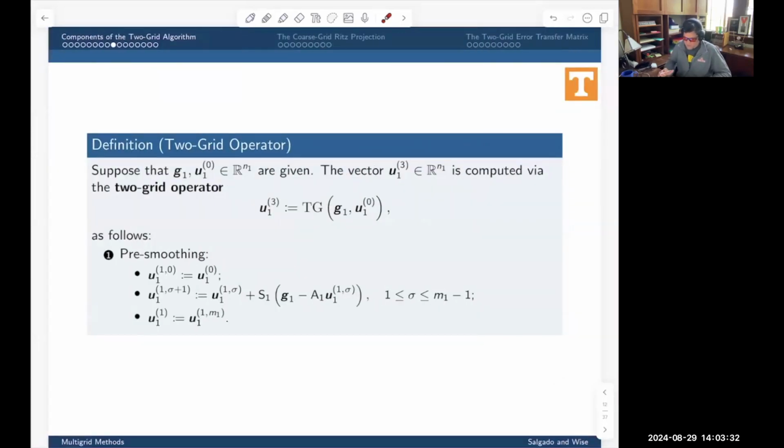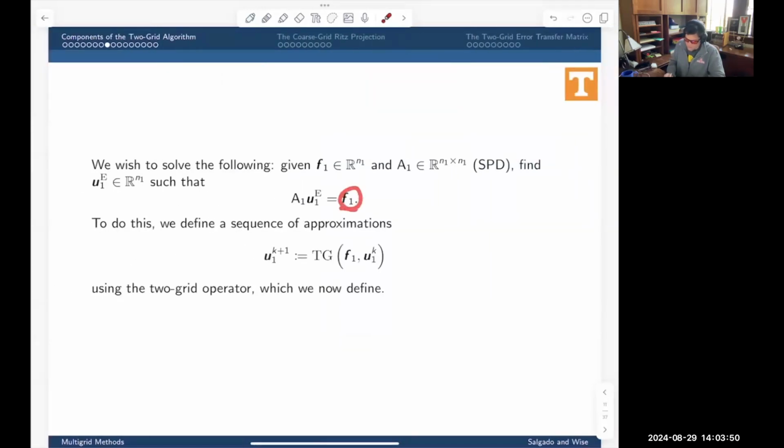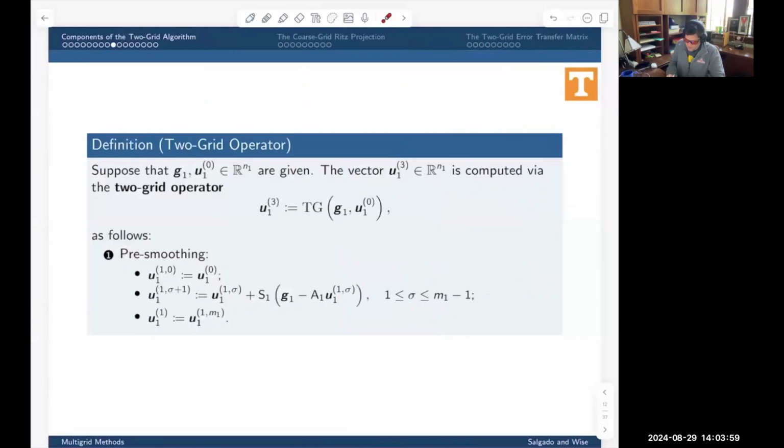So my first order of business is to define this thing called the two-grid operator. And I have to define this in 3 stages. So how does this go? Suppose that you're given some data G1, and this is a bit like the true solution data here. And the reason I'm not calling it F1 is because I can really put anything in there. I can put anything into that slot. So I'm going to give it a generic name G1. So you give me G1, that's kind of like my F1 data.